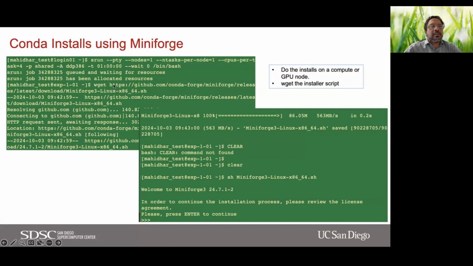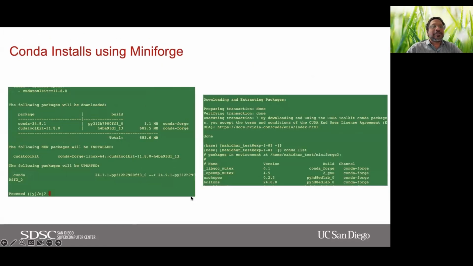In this snapshot, what I'm showing you is essentially asking for one node. I just went on a CPU node in this example. I did a wget on the Miniforge installer script, and once the script is there, I just run it with sh. That will walk you through the installation process. When you first start, it shows you a license agreement, and you can read it and say yes to it. And then you can install packages.